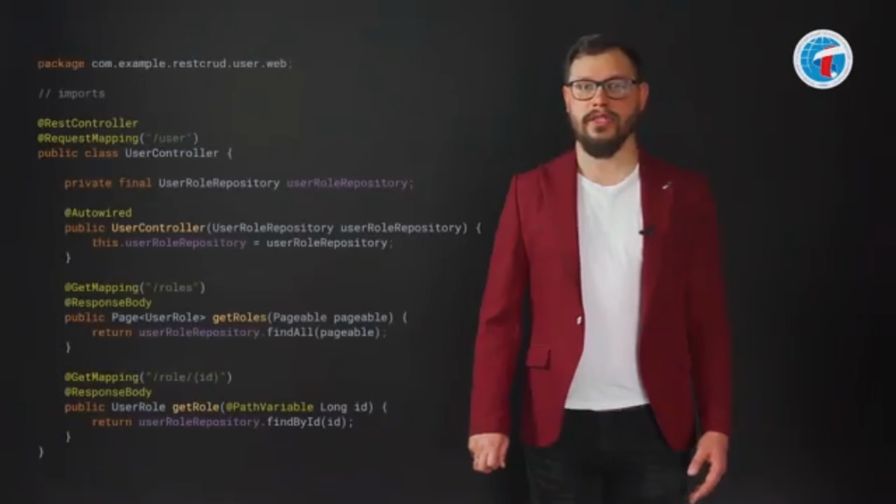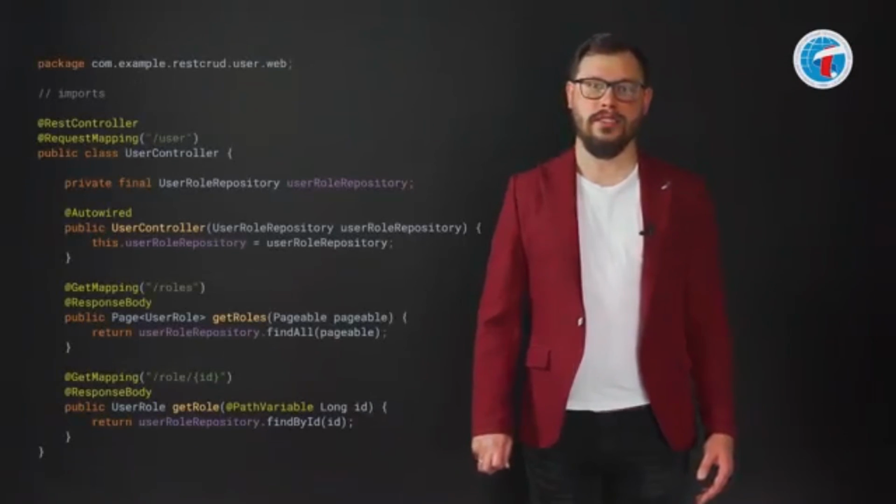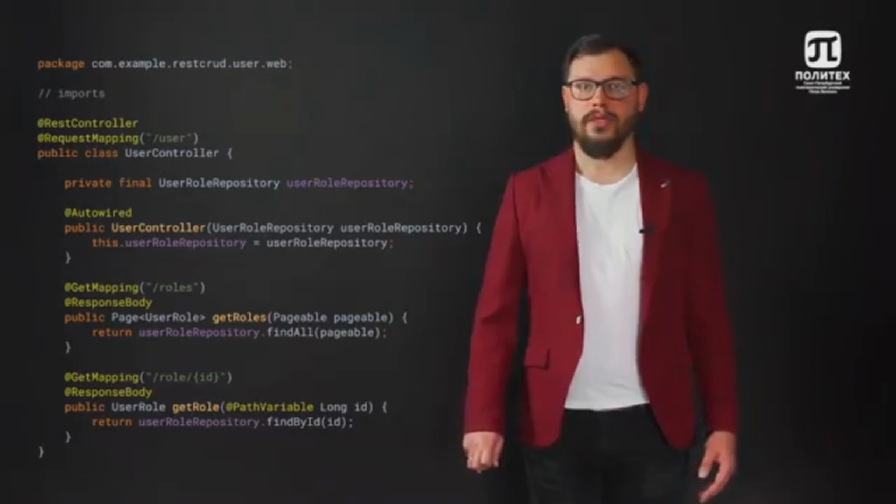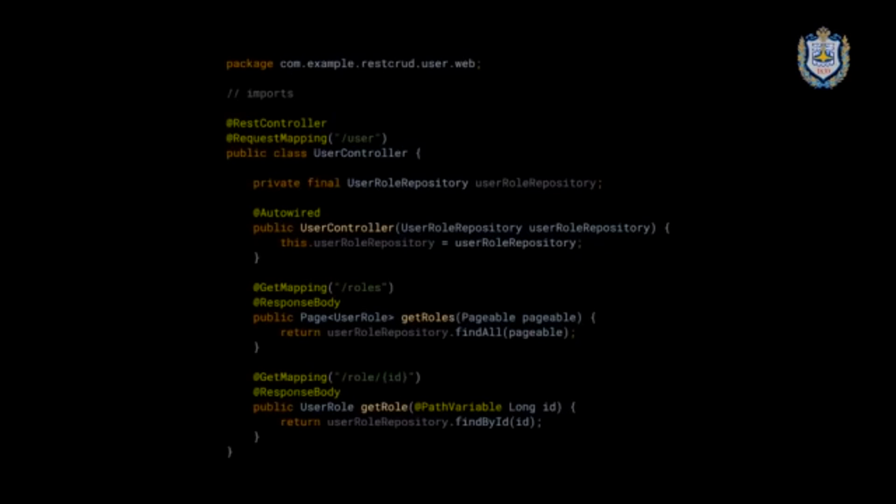Don't forget to add the JPA repositories of our entities, user repository and user role repository. We will also add a REST controller, user controller, in which we will add a method for getting a list of roles and getting one role by ID. As you can see in the example, we used the pageable parameter in the getRoles method. It is required for pagination and sorting of responses. For everything to work, you need the user role repository to extend the paging and sorting repository.